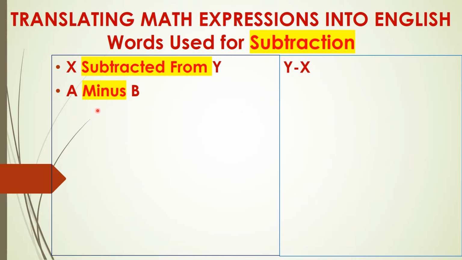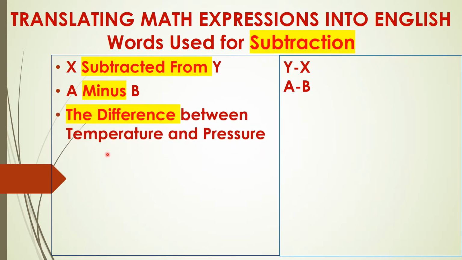Okay, let's look at our next English expression. We get A minus B. So minus usually means subtraction, as you know. And so I get A minus B as my algebraic expression.